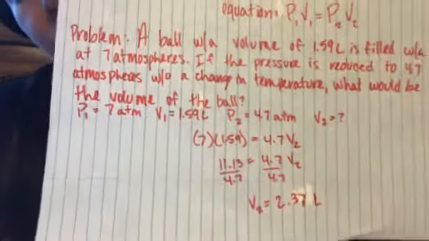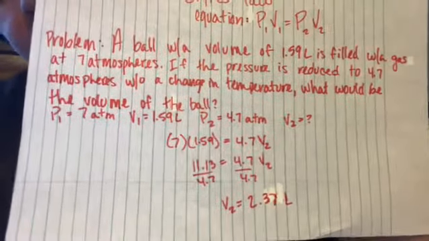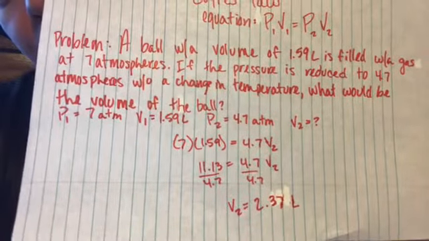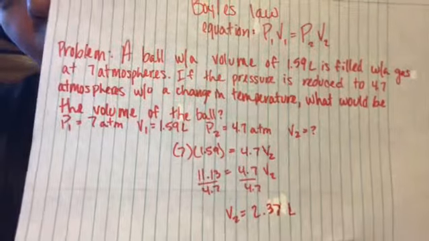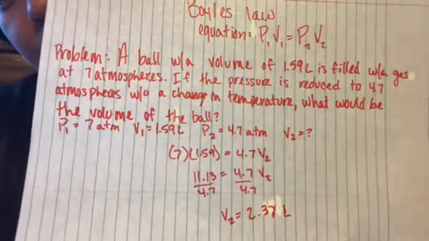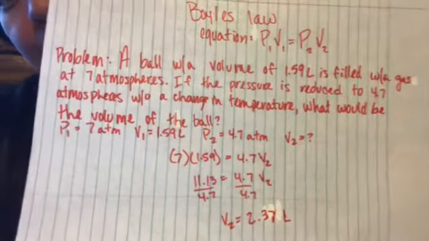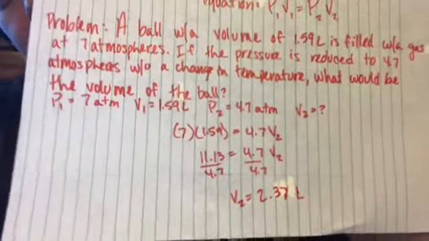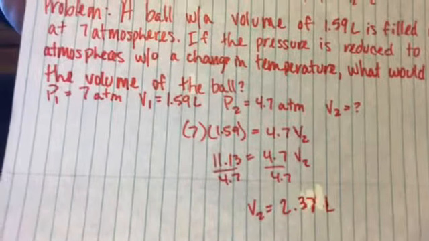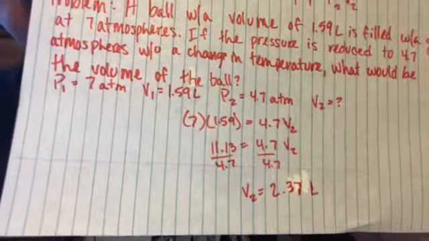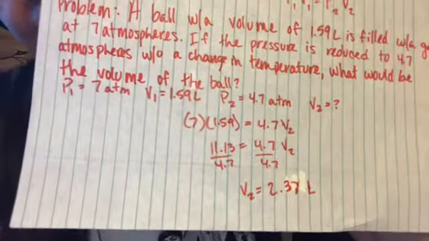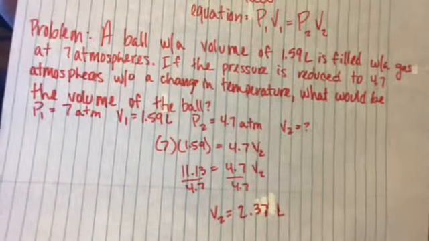So right here, we just plug in the numbers. 7 for P1, 1.59 L for V1, and then P2, 4.7. And then we just divide so we can have V2 by itself, and we get that 2.37 liters is the final volume.